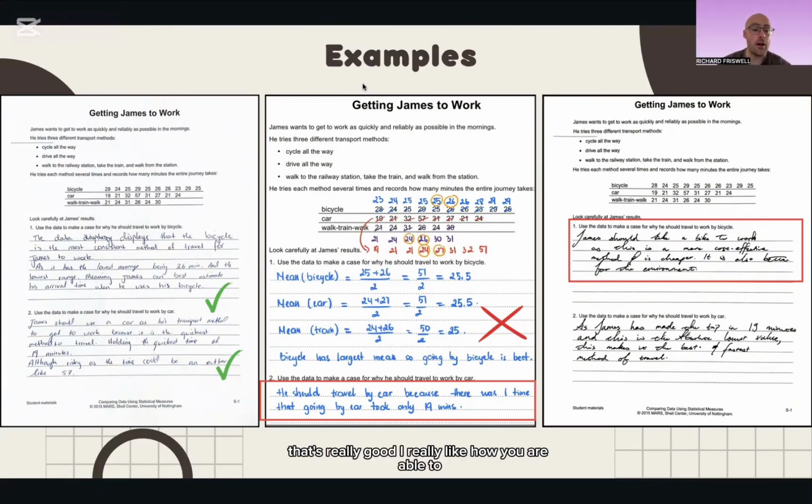That's really good. I really like how you were able to identify that there was an outlier in there and how it can maybe misrepresent the data set a little bit. Jung, do you want to talk about yours as well?